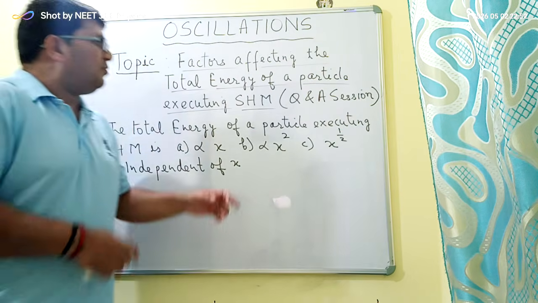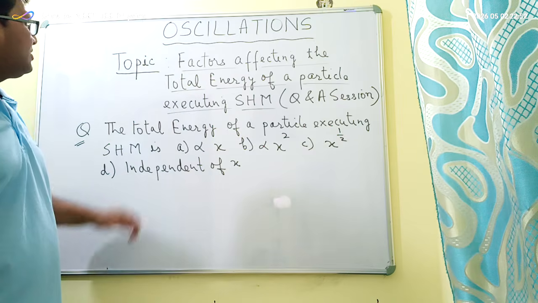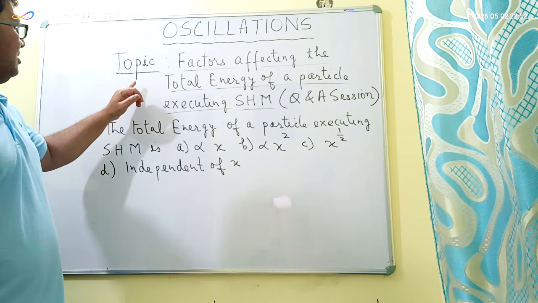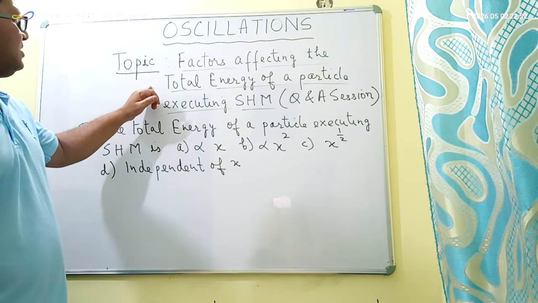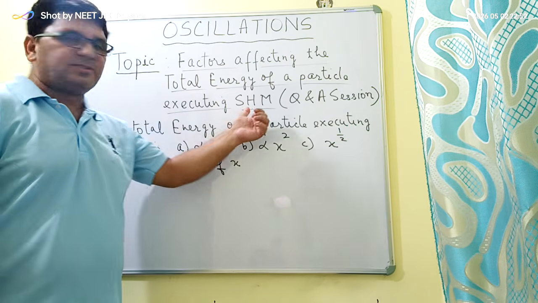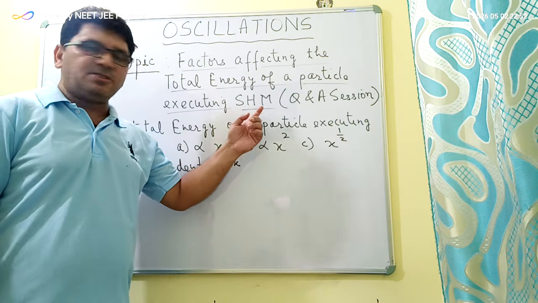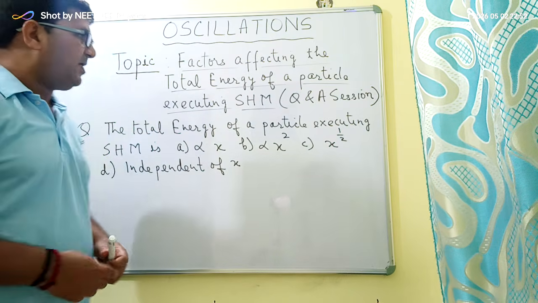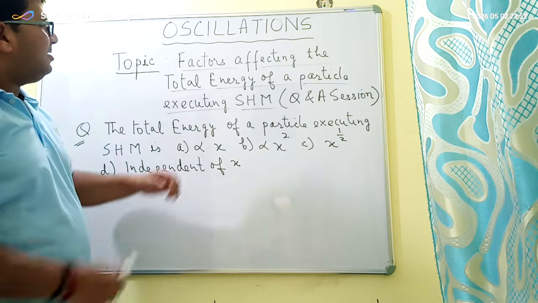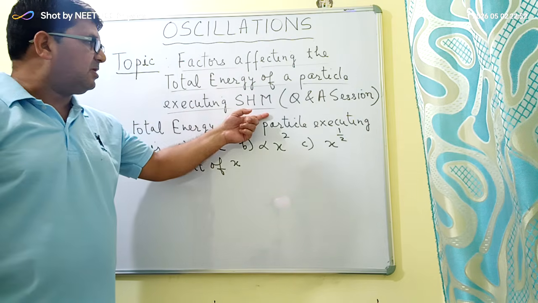Good evening and welcome to the Q&A session 19 from the chapter of Oscillations. So the topic for today's session is factors affecting the total energy of a particle which is executing simple harmonic motion. This session is in continuation of session number 5, in which we have derived the equation for the total energy of a particle executing simple harmonic motion.